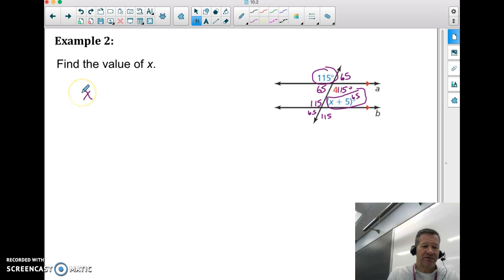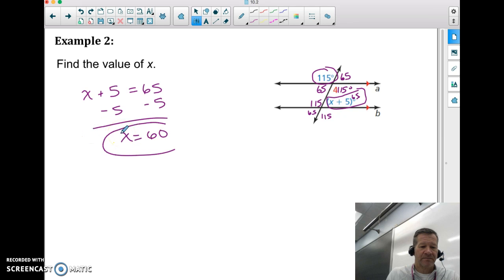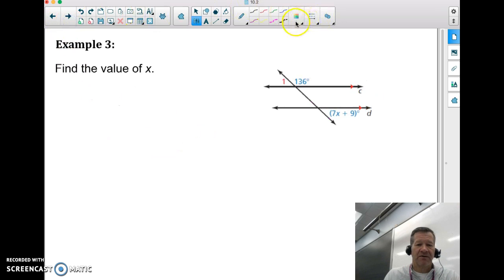So I can set up this equation: x plus 5 is equal to 65 degrees. Subtracting 5 from each side, I find out that x is equal to 60. And there we have it. Now let's go to example 3 and we'll be all done.